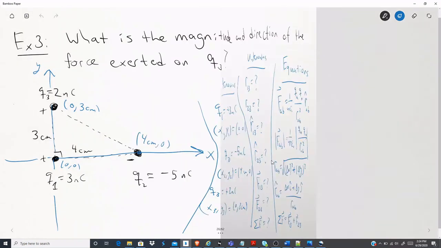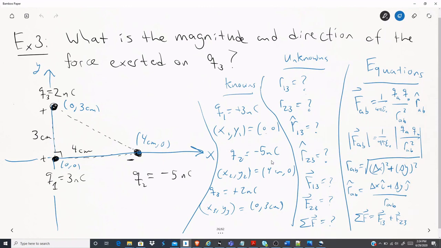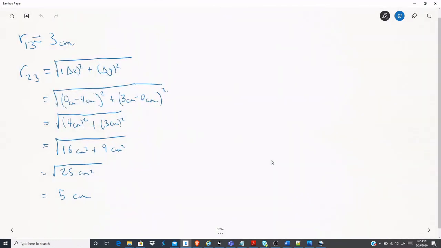So 2 of our unknowns are now known. This is 3 centimeters, and this is 5 centimeters. Next, we'll go to R13 hat and R23 hat. So R13 hat is delta x i hat plus delta y j hat, all divided by R13, the distance. Now the delta x actually does matter here, that it is the final destination minus the origin, not the other way around.